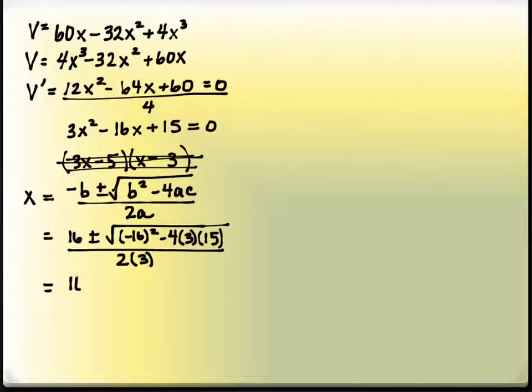All right, so somebody tell me, what do you get underneath the radical before you try to square root? Just the simplified version. What is 16 squared minus 4 times 3 times 15? 76. Awesome. My denominator is a 6. Now, let's pause for a moment and let's just talk through what's the deal.